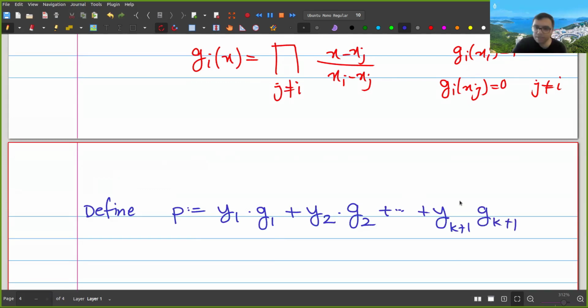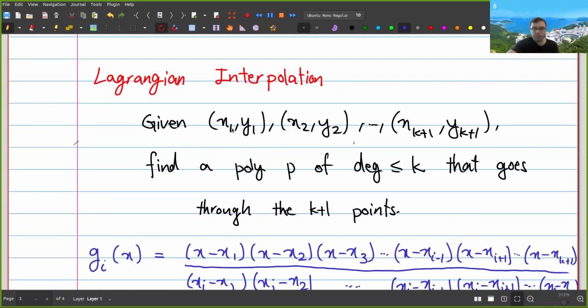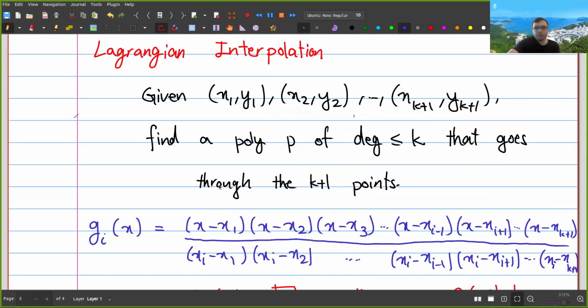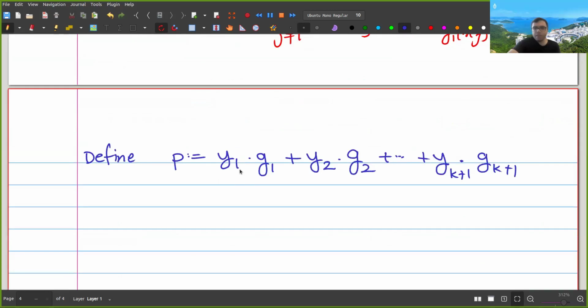Now, what's happening? Consider the first point, for example, x1, y1. Why does this polynomial p go through x1, y1? What is p of x1? So p of x1 is going to be y1 times g1 of x1, but g1 of x1 was 1. So this is just y1. And then g2 of x1 is 0, g3 of x1 is 0, and so on. So all of these other terms will cancel out. So p of x1 is just y1. And then similarly, p of x2 is y2, and so on.